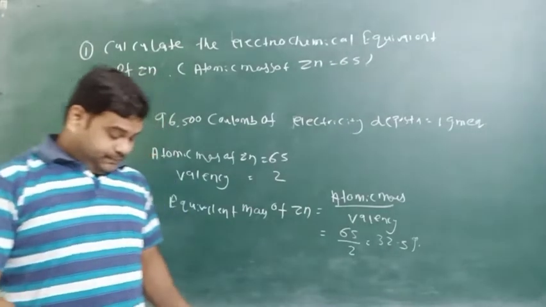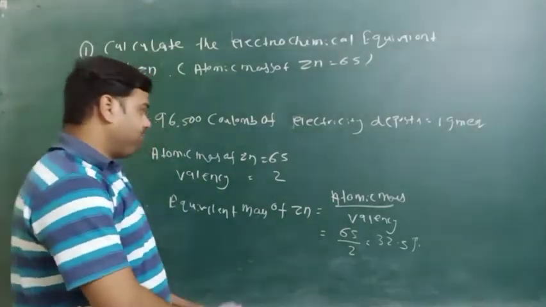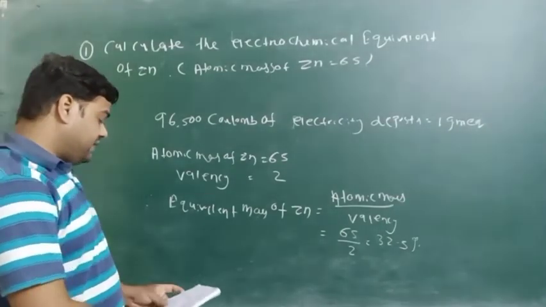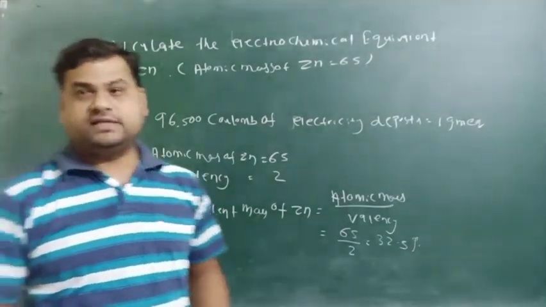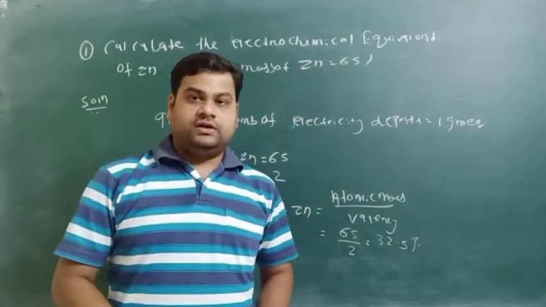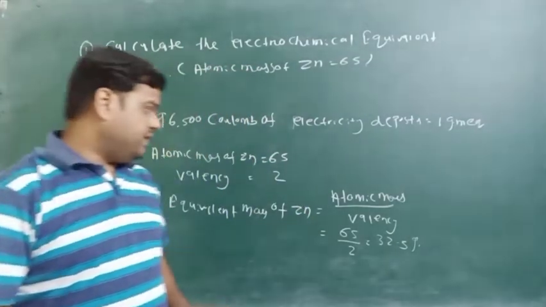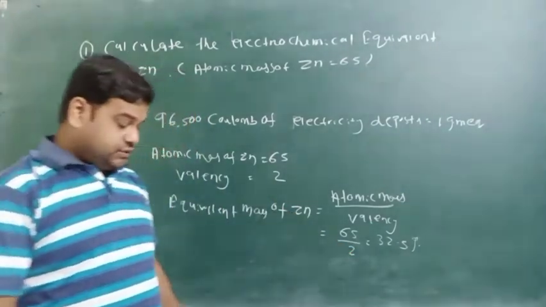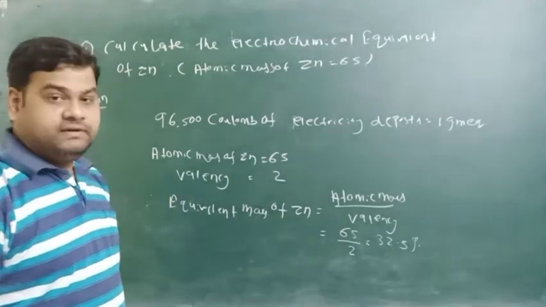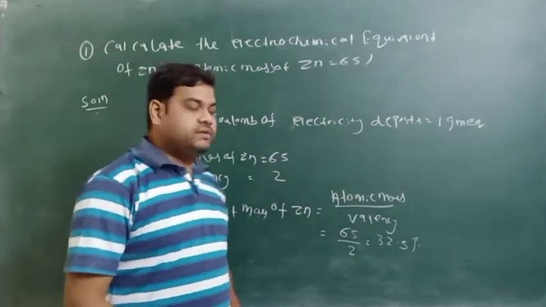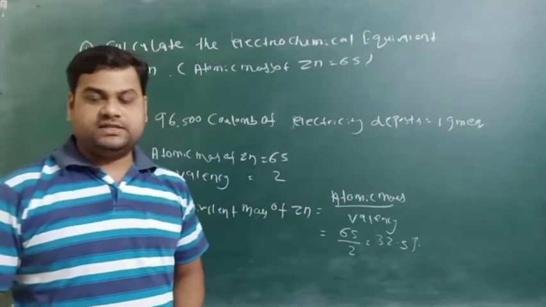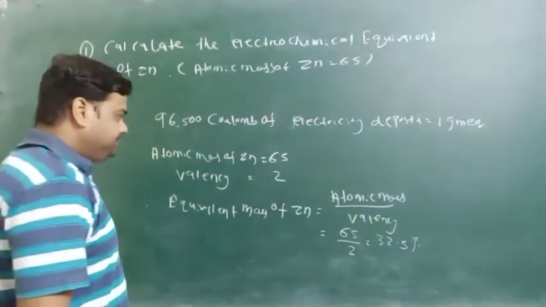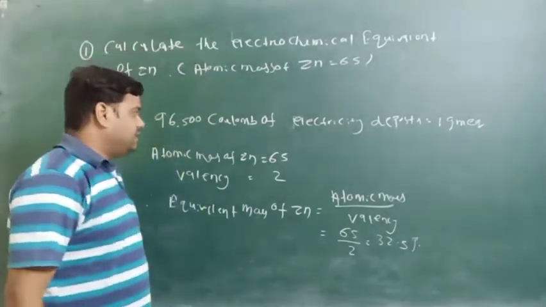So we can now calculate the electrochemical equivalent. When 96,500 coulomb of electricity is supplied to the electrolytic solution, 32.5 grams of substance will be deposited. The electrochemical equivalent corresponds to 1 coulomb of electricity, and 1 coulomb means 1 ampere into 1 second. So the electrochemical equivalent can be calculated.